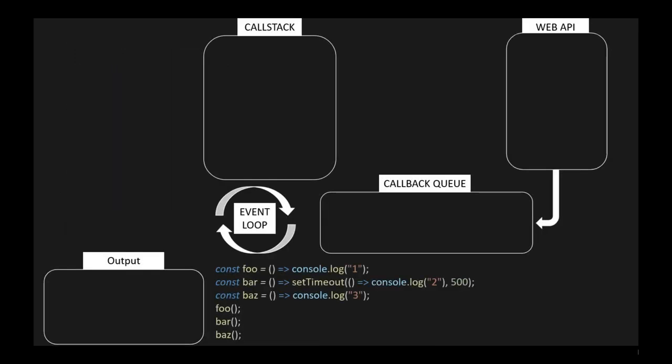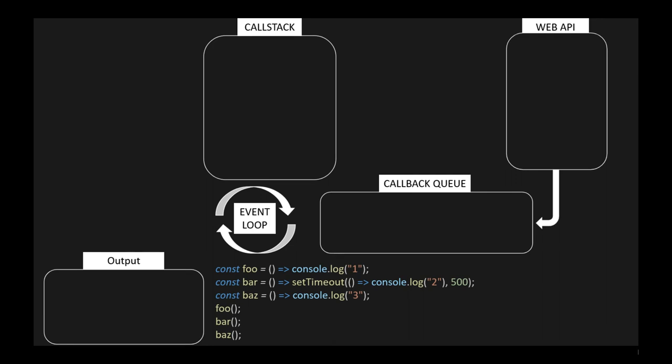Now let's see JavaScript runtime in action with asynchronous tasks. I've created 3 functions, foo, bar, and baz. All functions are independent of each other. But now we have a setTimeout function added in the bar function, that will be executed after 500 milliseconds.